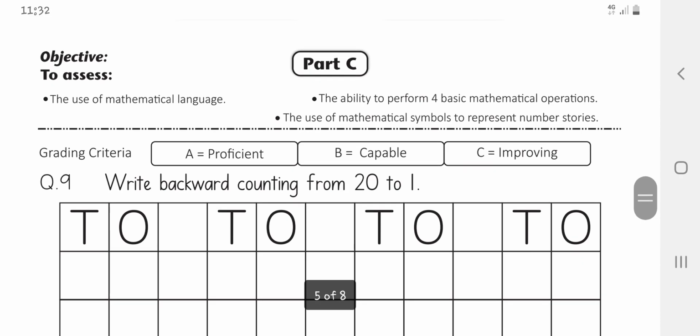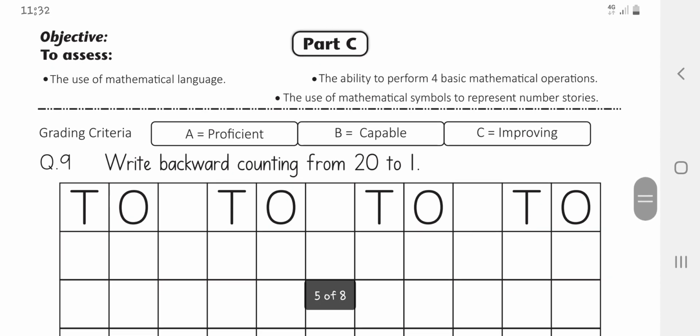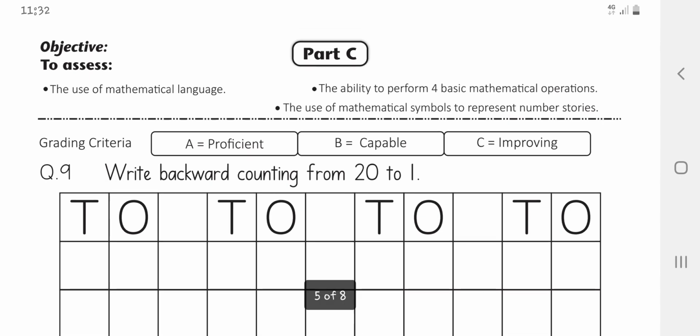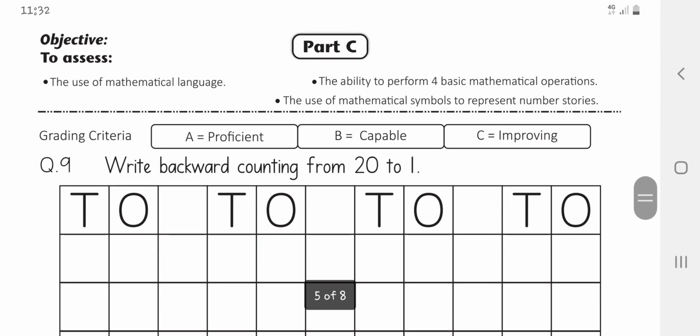Part C is all about written abilities of the students in math, and what are the objectives: the use of mathematical language, the ability to perform four basic mathematical operations: addition, subtraction, multiplication, and division, and the use of mathematical symbols to represent number stories. The students have also done number stories, but how are they going to use symbols like the plus, the sign that is used for plus, the sign that is used for equals to? How are they going to place those signs, and where are they going to place them?